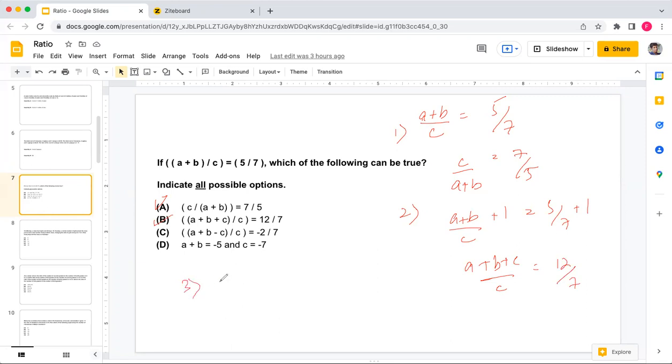Third one is just subtract 1 from both sides, and the result will be -2/7. Yes. And the last one is very simple. You have -5 over -7. And just the negative will cancel out. This will be 5/7.